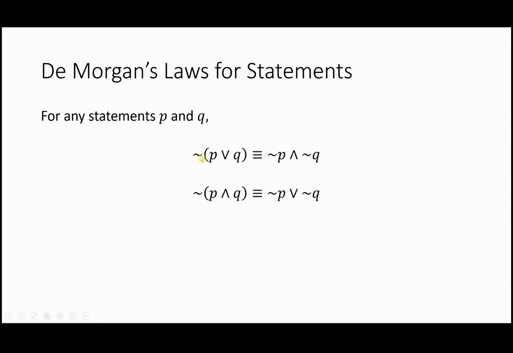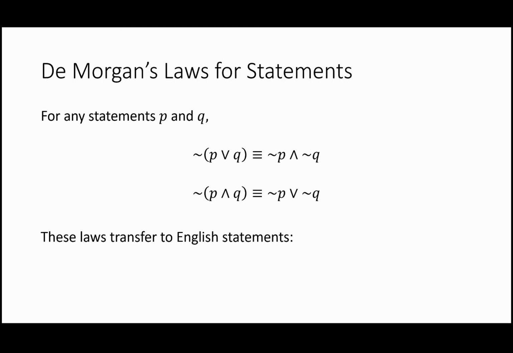So it's like you distribute through this tilde, so to speak, but you have to also change the connective from disjunction to conjunction. Similarly, if you negate a conjunction, it is equivalent to the disjunction of the individual negated components, okay? And we can transfer this. So this is the symbolic version of the rule, but we can use it to rewrite English language statements.